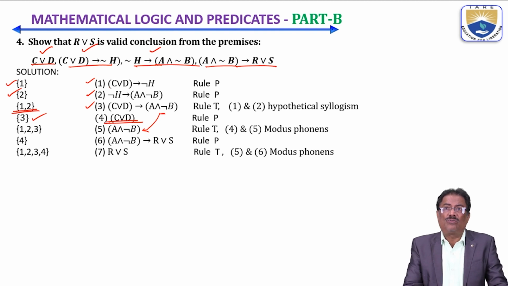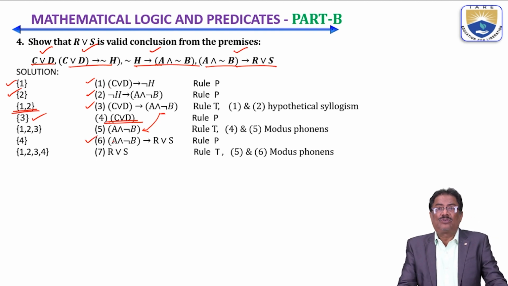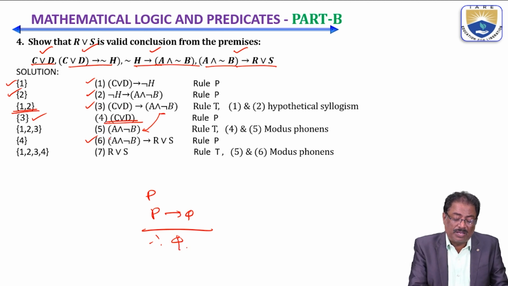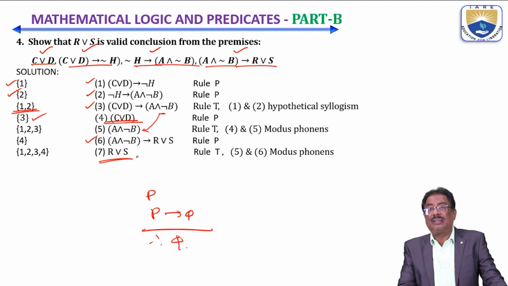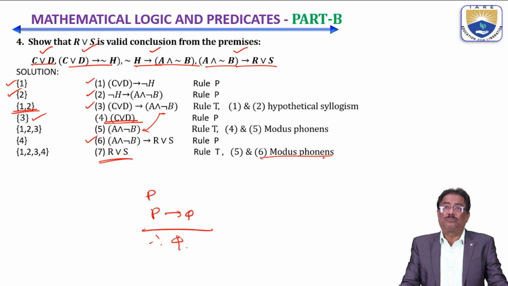The fourth one is the given premise. So here P is there and P to Q is there, so by modus ponens Q is true. So from that, C to A and negation B. If A and negation B to R or S, then the result we get is R or S. So this is by using modus ponens.